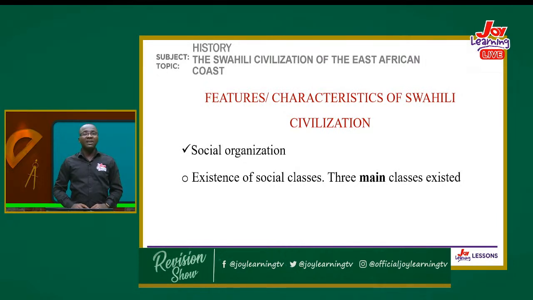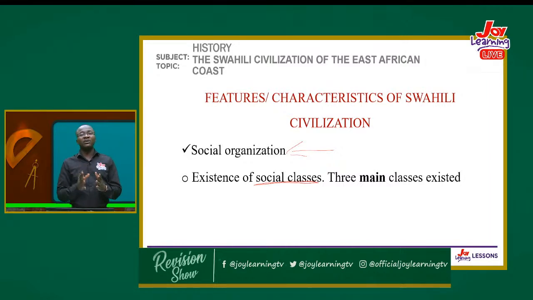Another important feature of the civilization of the East African coast or the Swahili has to do with their social organization. By social organization, we are interested in how they were organized socially. Now we are told that in the Swahili civilization, they had three main social classes. Yes. So there was the existence of social classes. These social classes were developed according to the social status of the people.